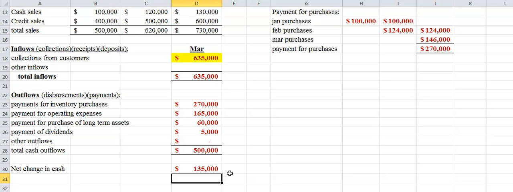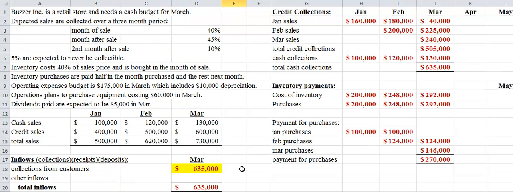Now, if this had been negative, if the collections were smaller than the payments, we might have had to go get a loan, and you might have predicted for your client how much loan they would need to cover March activity. You can download this in D2L and work it on your own and then come back and review it for additional guidance.